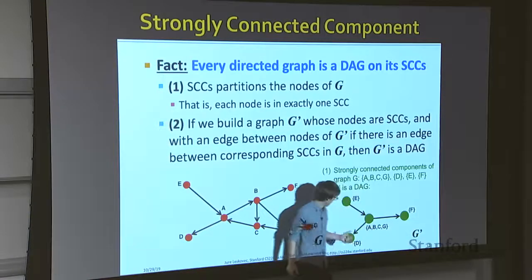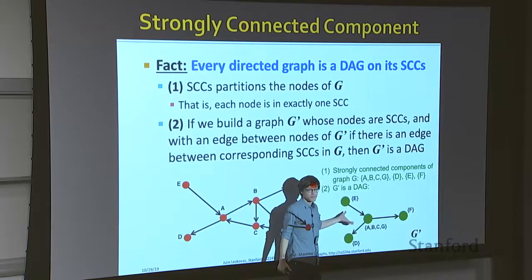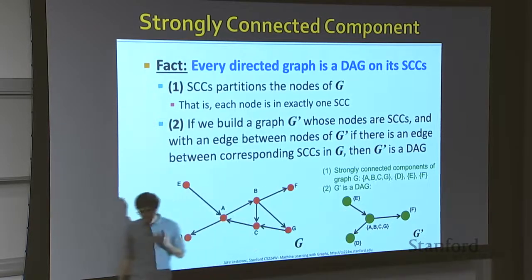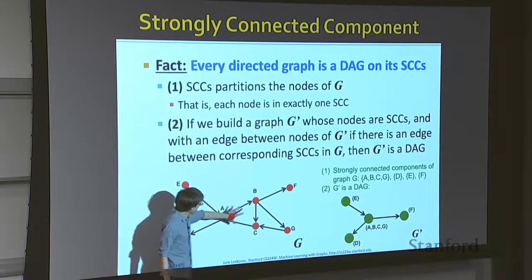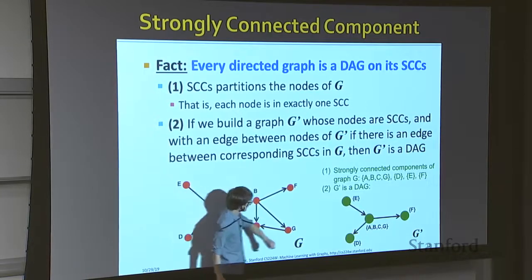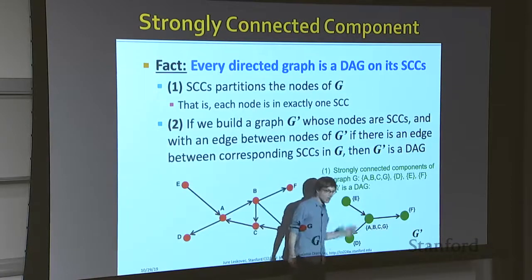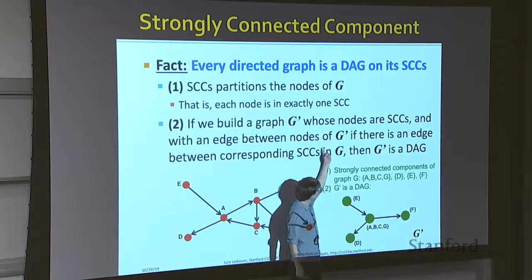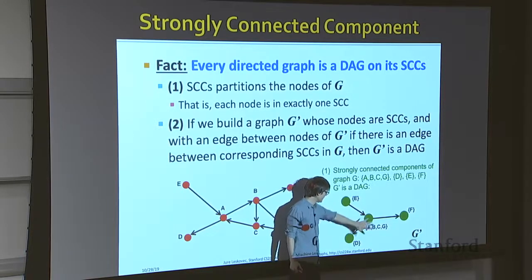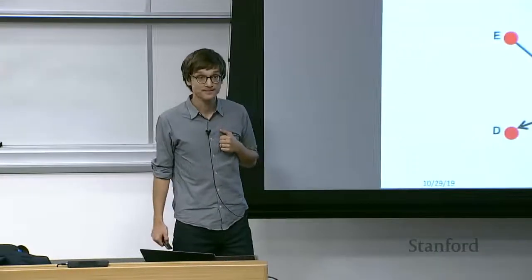Here is the graph, and notice that this graph is acyclic, right? So that is the claim. The claim is I can take any directed graph, identify strongly connected components, represent them as nodes, and connect strongly connected components if there are edges between the corresponding nodes in the strongly connected components. Then this graph will be a DAG. That's the bottom line. Okay?